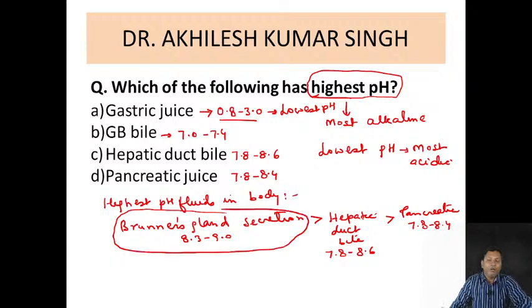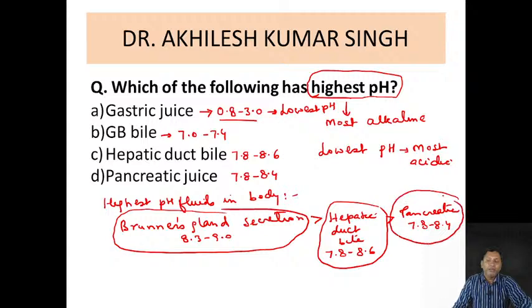If it is not in the options, then go for the hepatic duct bile. If not in the options, then go for the pancreatic juice. And here we have both options, the hepatic duct bile and the pancreatic juice. So the best answer is the hepatic duct bile. So this question's answer is hepatic duct bile. Now come to the next question here.